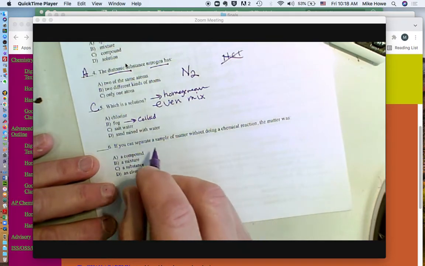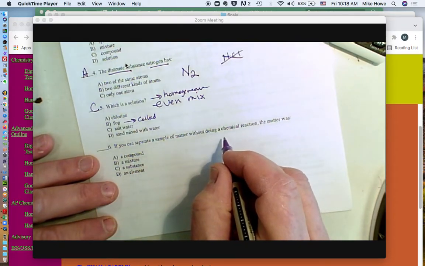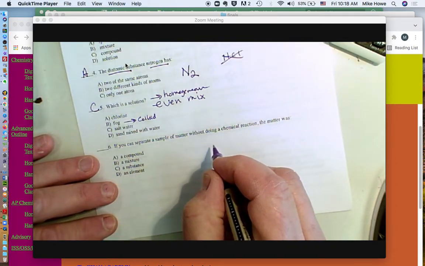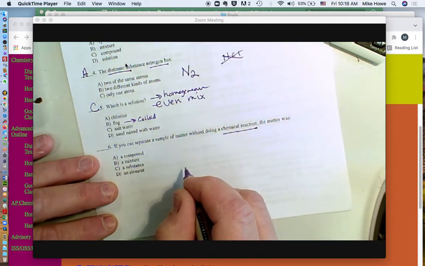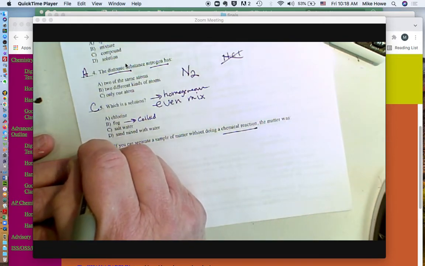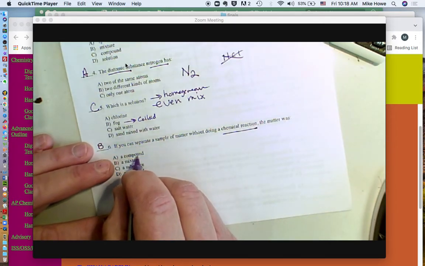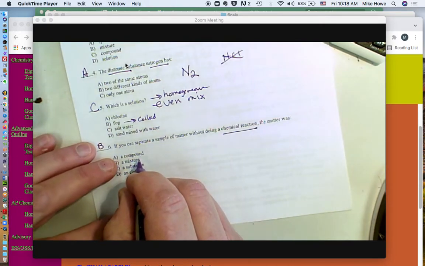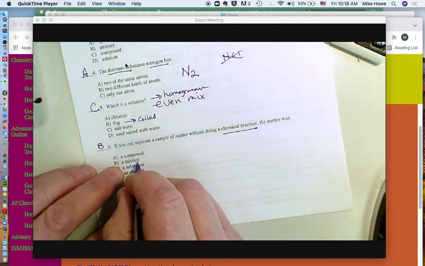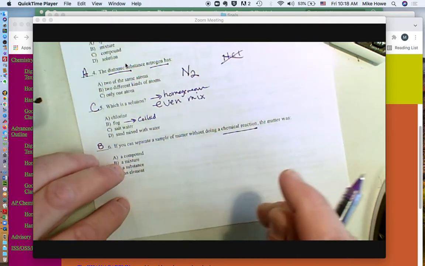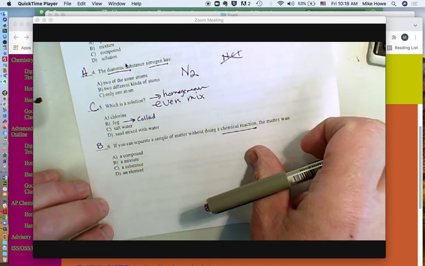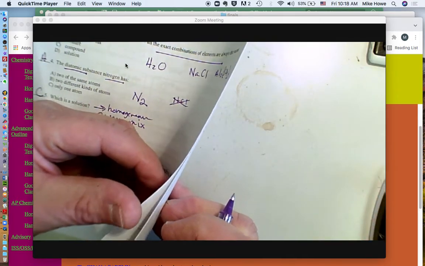Okay, if you can separate a sample of matter, this is like the salt lab we did back at the beginning of the year, the sand and the salt and the iron. If you can separate it without doing a chemical reaction, then that matter was only a mixture. The only way to break apart a compound is by doing a chemical reaction, but you can separate a mixture by boiling or using a magnet, filtering. All those things are the things that we did to separate a mixture back at the beginning of the year in our first big lab. Moving forward.